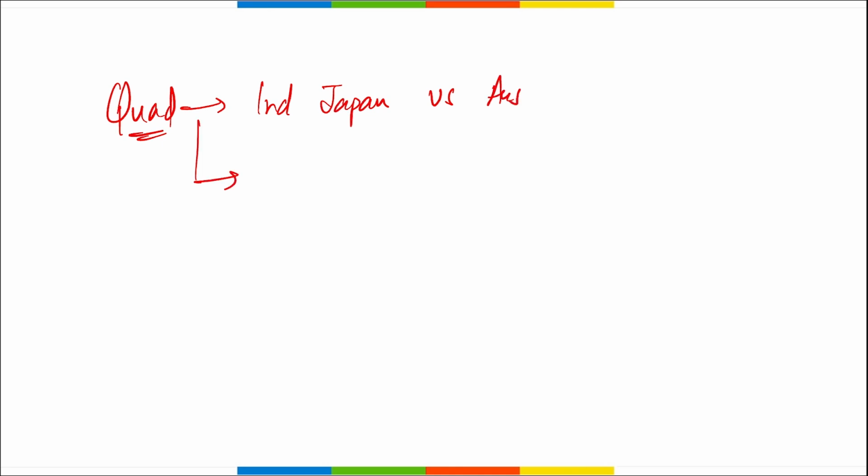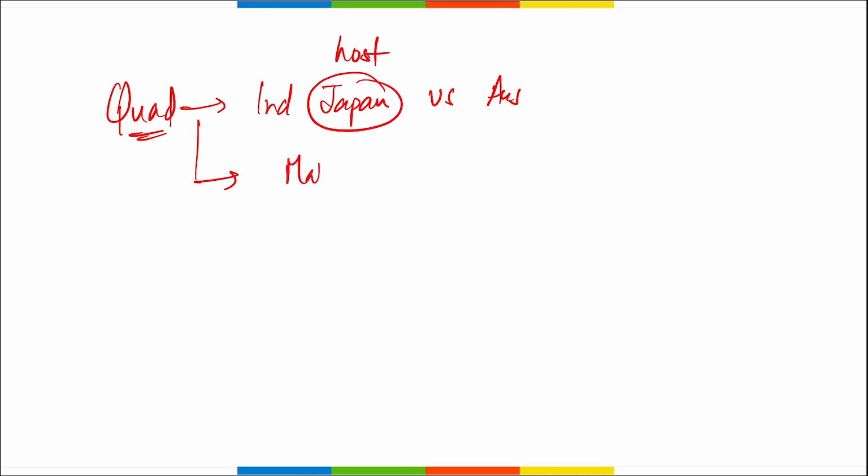So friends, before moving on to the MCQ part, let's discuss some important one-liners. First, tell me, Quad. We know Quad countries. Which are the Quad countries? India, Japan, US and Australia. They conducted a meeting recently, and which was the country that hosted it? It was hosted by Tokyo, Japan.